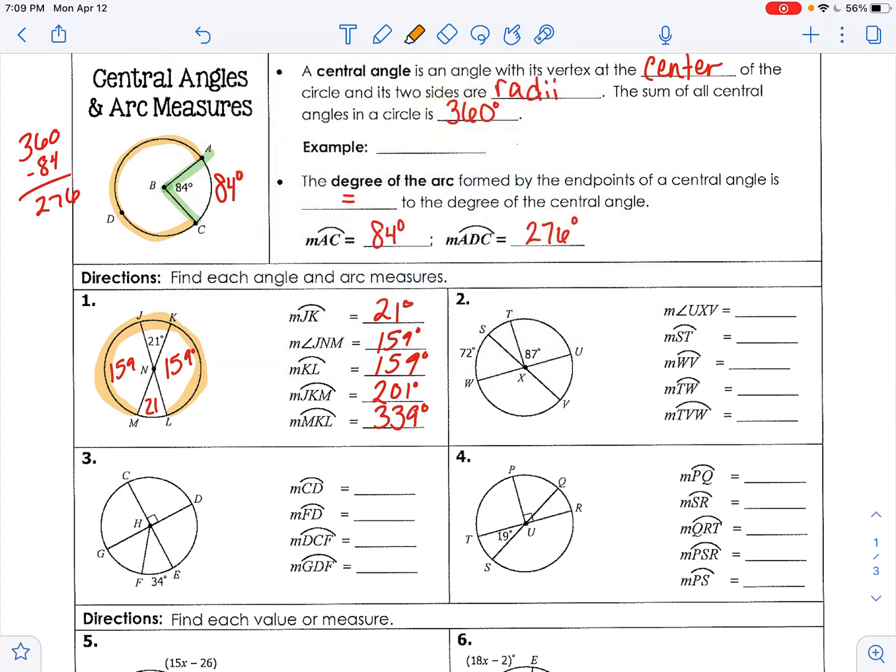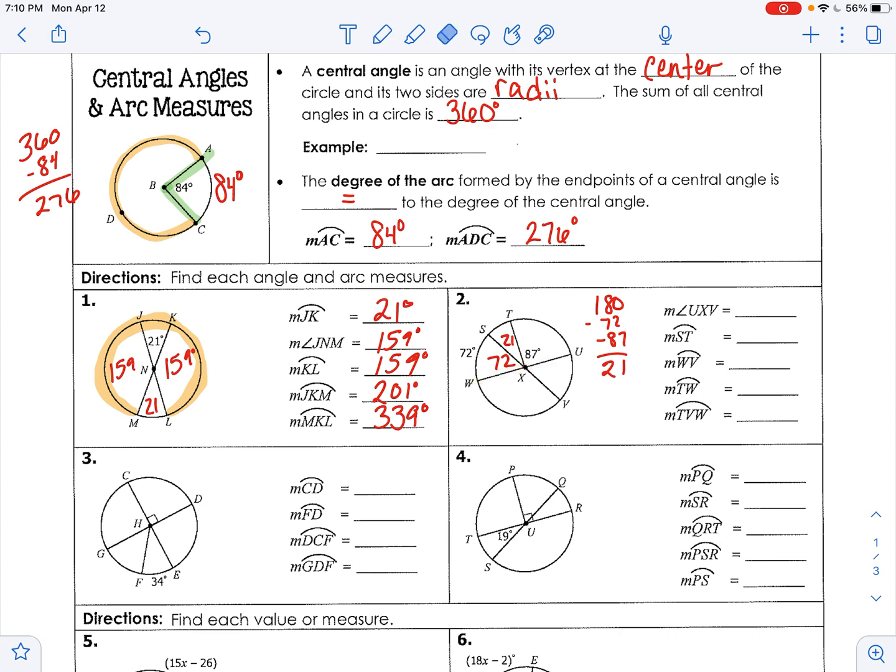So same ideas we can use here. You've got a semicircle. You've got half a circle, 180 degrees. So you could take 180 minus 72 minus 87 to figure out what that little slice in the middle would be. So 180 minus 159 would get me 21 degrees. So this is 21.